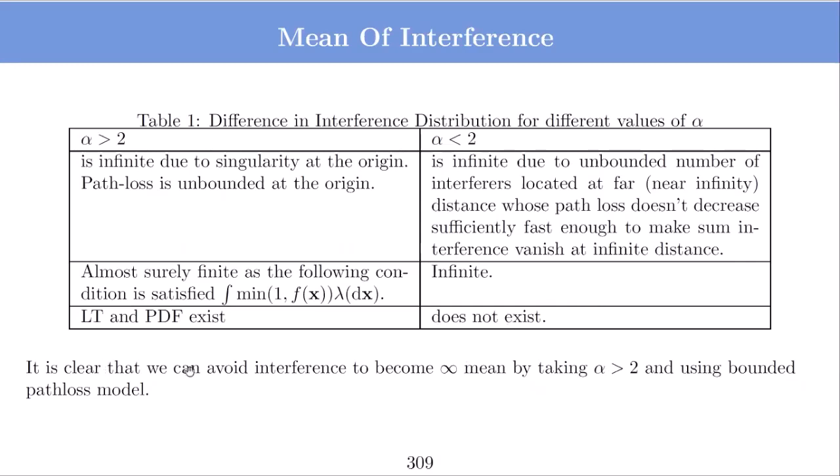Okay. So it is clear that we can avoid interference becoming infinite by taking alpha greater than 2 and using a bounded path loss model. So that is one way you can also use, and that is a more realistic model to show that interference is not infinite in this case. But there is no way you can do this for this case.